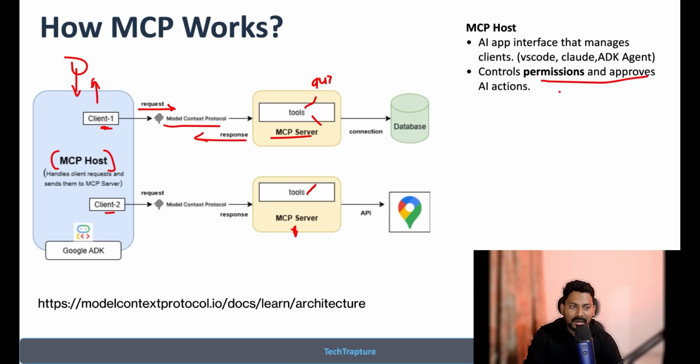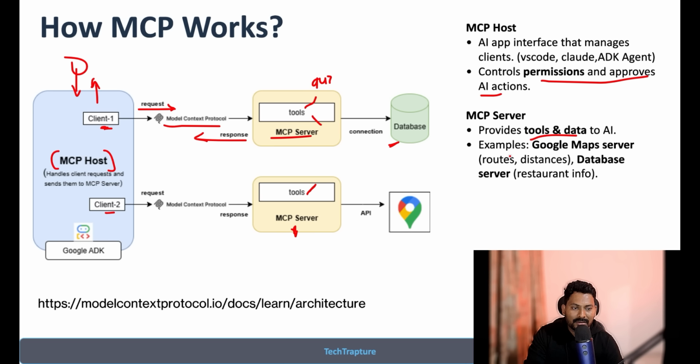And the MCP server provides tools and data to the AI. Tools, as I mentioned, can be part of your code, a Python function, and data is what is available in the database. So it provides access. In most cases, I would say 99.99%, this can be read-only access. You will just expose this data with read-only access. You can see examples like Google Maps server and databases; all these are external systems which your MCP server exposes. The third is the MCP client.